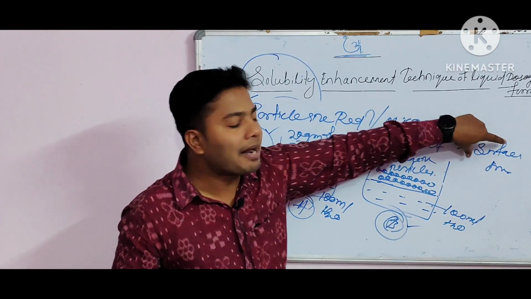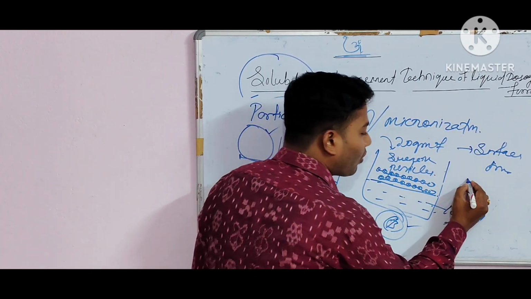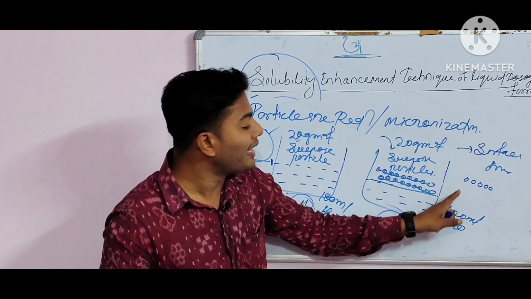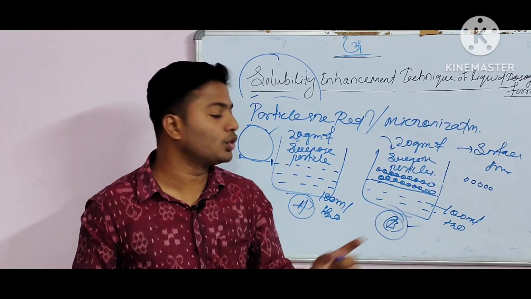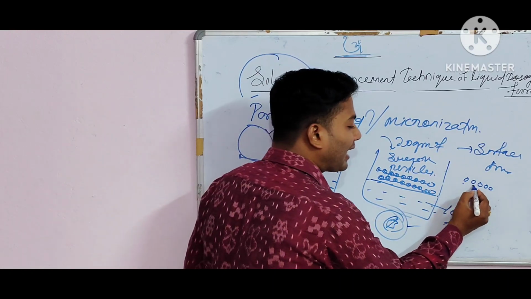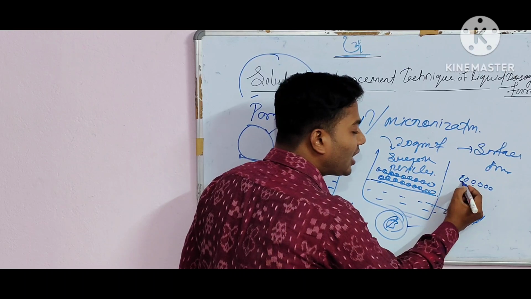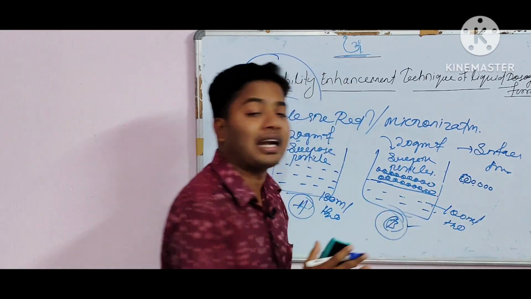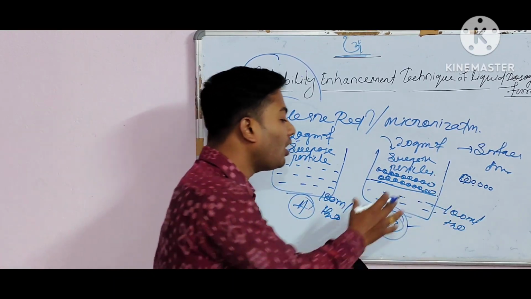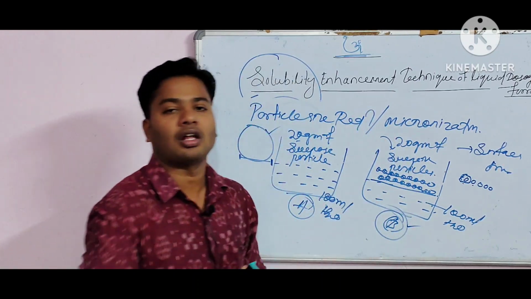Now, after increasing the surface area, each and every particle, suppose this one is the particle, comes in contact with the solvent. Each and every side of each particle comes in contact with the solvent. That's why it takes less time to completely dissolve in the solvent.